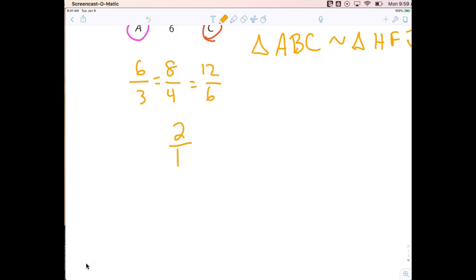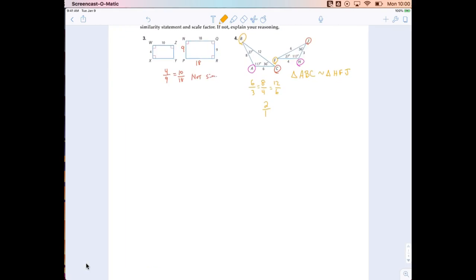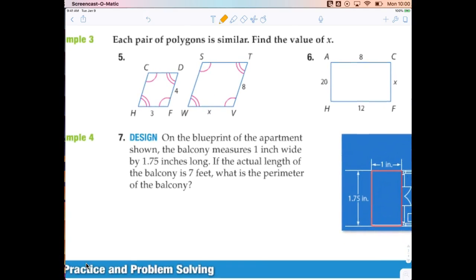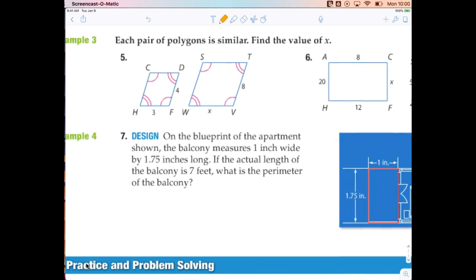It didn't tell me if I was doing the larger to the smaller or the smaller to the larger. Is everybody with me? So it's okay to say either 2 to 1 or 1 to 2. All right, now let's move forward. Let's check out 5. It says each pair of polygons is similar. Find the value of x.